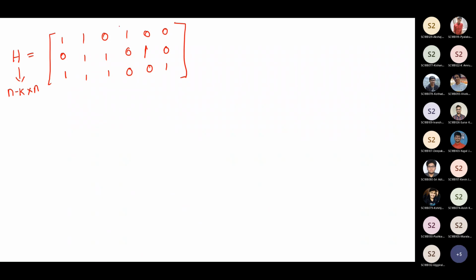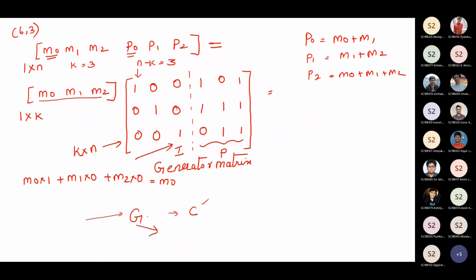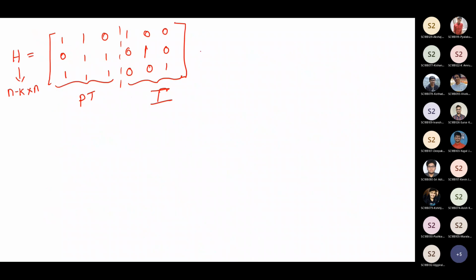Okay, so here this is equal to the identity matrix, and here this will be equal to the P transpose. Your G matrix is I into P, that is IP. Here it is P transpose into I. You will be getting the H matrix.